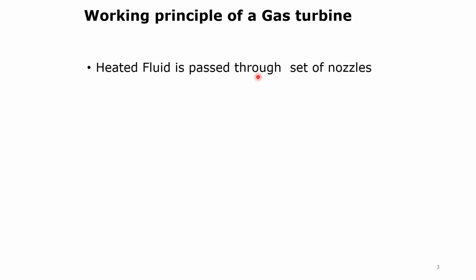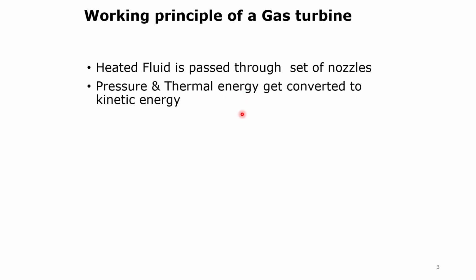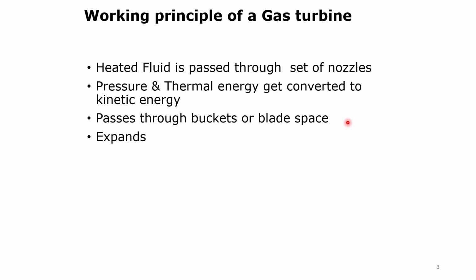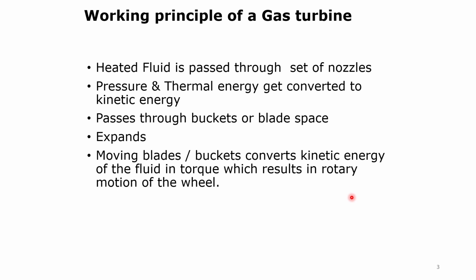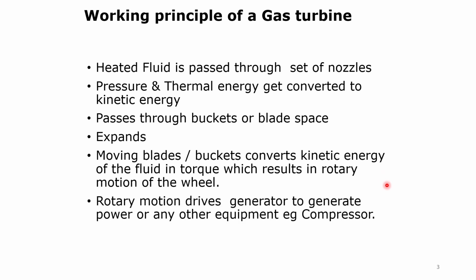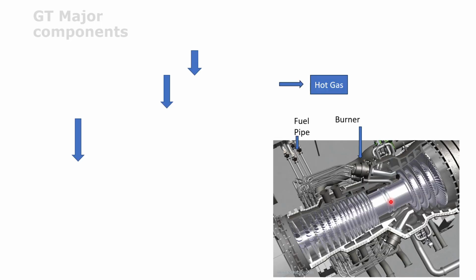Now, if we see the working principle of the gas turbine, what happens? The heated gas is passed through a set of nozzles. The pressure and temperature energy get converted into kinetic energy. It passes through the buckets and blade space. The gas expands. Moving buckets convert kinetic energy of the fluid into torque, which results in rotary motion of the wheel. Rotary motion drives a generator to generate power or any other equipment, for example a compressor.